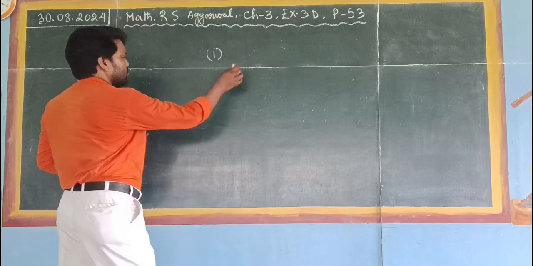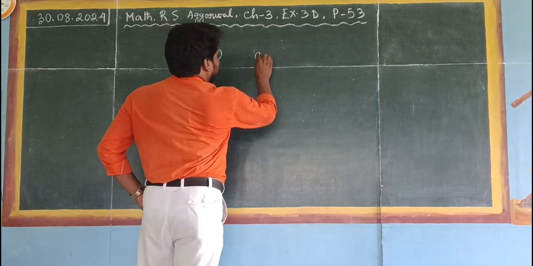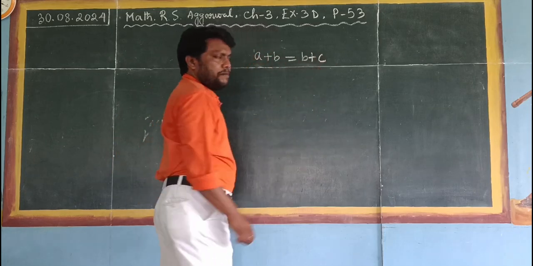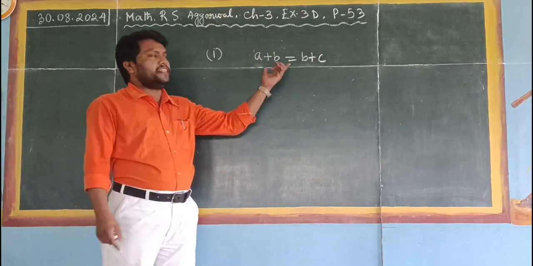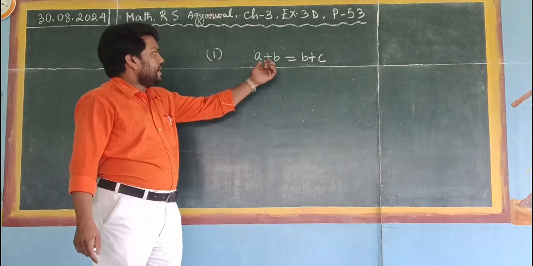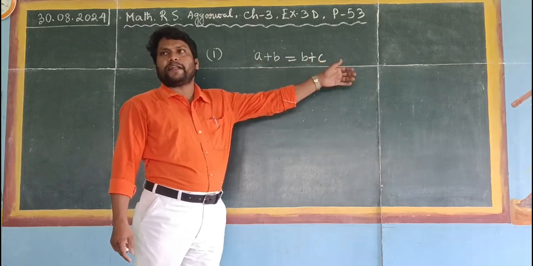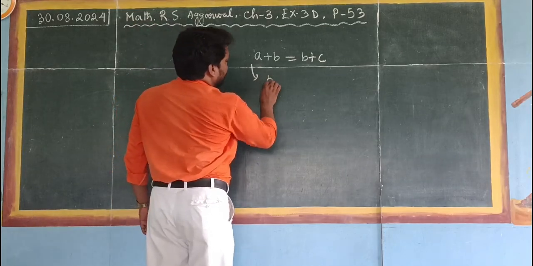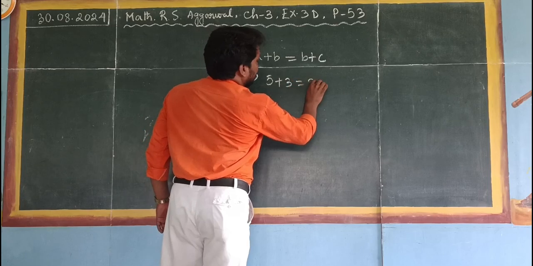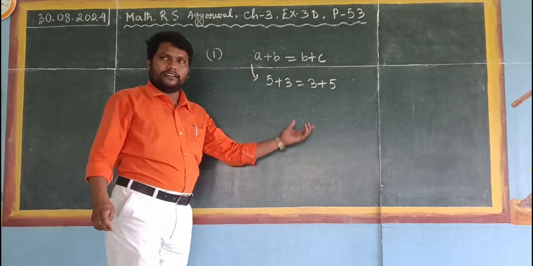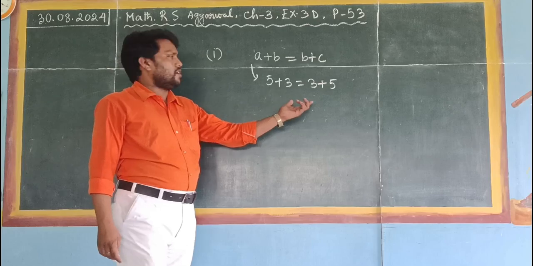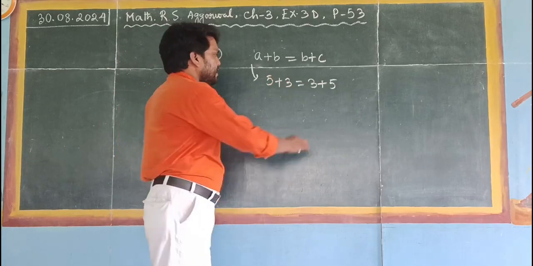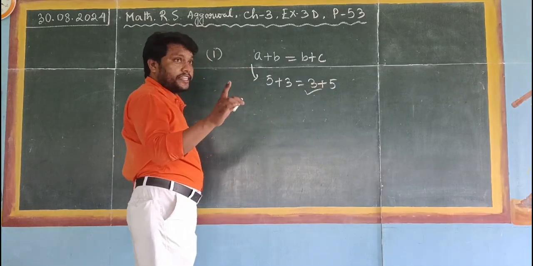Okay, suppose A plus B equal to B plus A. I am explaining the property by algebraic expression. A plus B is always B plus A. Suppose I am giving an example, 5 plus 3, that means 3 plus 5. Can it be written? Yes, because there is no negativity. It can be written.